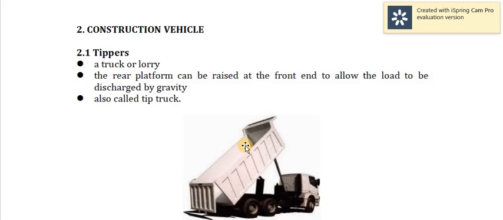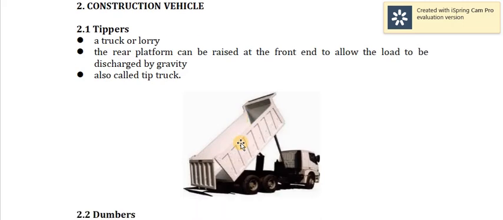And then number 2, construction vehicle. So, first we have tippers. Okay, so it is a truck or lorry. So the rear platform can be raised at the front end to allow the load to be discharged by gravity. It is also called a tip truck. So this is what we call a tip truck. Now, ayun, kita nyo naman, diba? So, pwede siyang umangat ng ganyan, and then, diba, by force of gravity, kung ano man yung laman niya dito, mahuhulog na yun dyan. Yan. So, this is an example of a tipper.